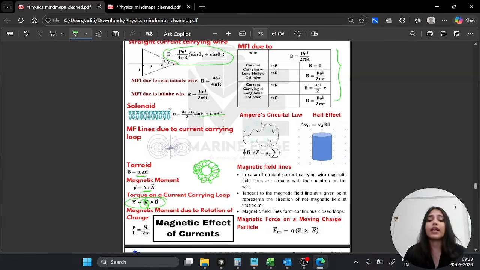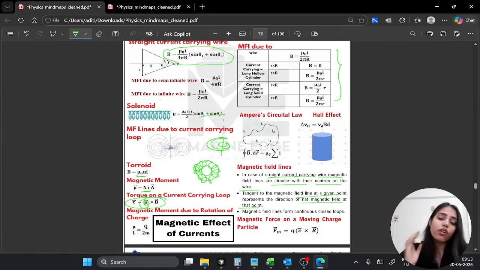Okay. Next, we have the properties of magnetic field lines. These are for a straight current carrying wire. In case of straight current carrying wires, magnetic field lines are circular with their center on the wire. So it looks something like this. Tangent to magnetic field lines at any given point gives the net magnetic field at that point. And magnetic field lines form continuous closed loops.